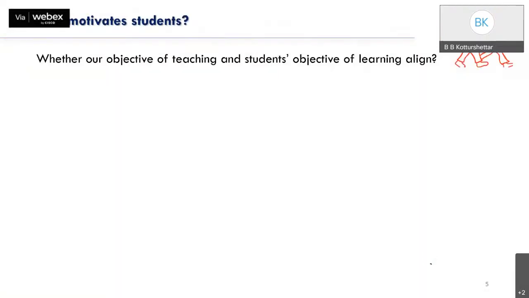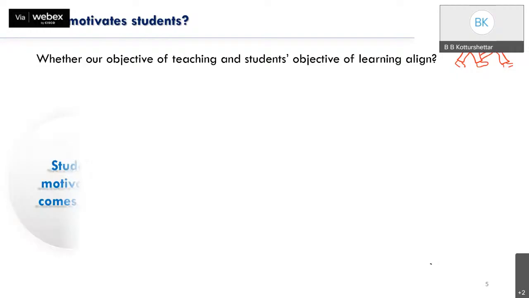Okay, we are talking so much about the industry expecting these competencies. We need to inculcate these competencies among our students. But are the students interested in all these things? What motivates our students? Whether what we expect from students and what students expect from us are in alignment is very important for us to know to move forward.